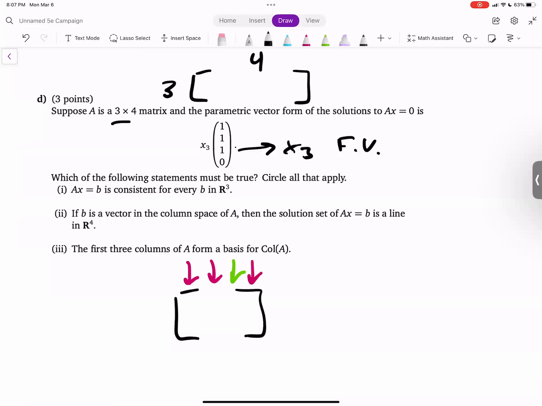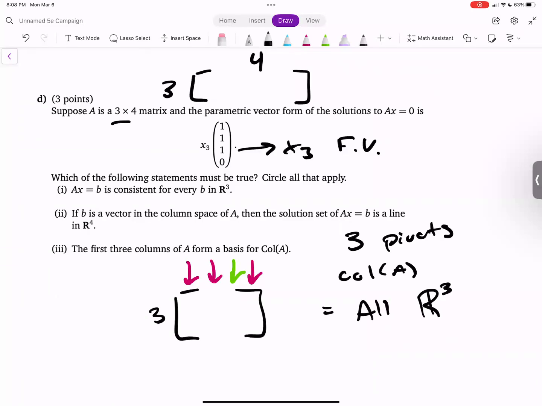So how many pivots do we have? What's the shape of my column space? How many pivots do we have? 3. How many rows do we have? 3, right? So this is all R3. And we can tell that from the number of free variables and the shape they tell us. We can tell the number of pivots, and we can tell the shape of both the null and column spaces.